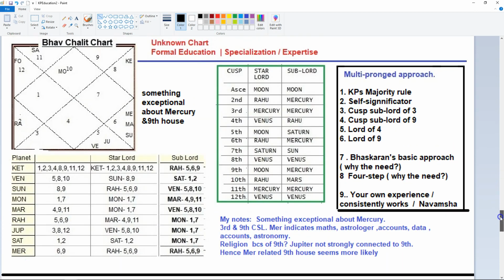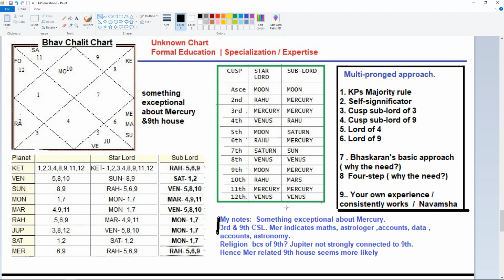This is our personal finding. You're not sharing it with your client, but you say, okay, my notes are this: there's something exceptional about Mercury. You just write it for your own purpose, as internal notes, and that would be helpful later in the gain of your experience. Now comes the question of what kind of subject or domain knowledge or area of specialization this person might have. This is where you will really need some experience.